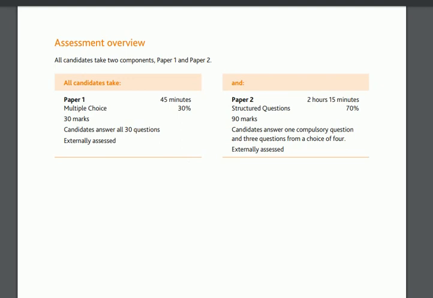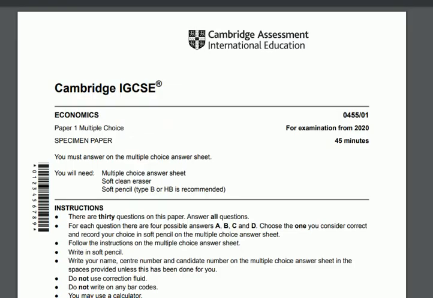Assessment overview, 2 papers. Paper 1, multi-choice, 30 questions in 45 minutes. Quite high intensity there, all AO2 knowledge. And then paper 2, over 2 hours, which is 70% of your mark, 90 marks. You have to do 1 compulsory question and then 3 questions from a choice of 4. And I will look at an example of these.